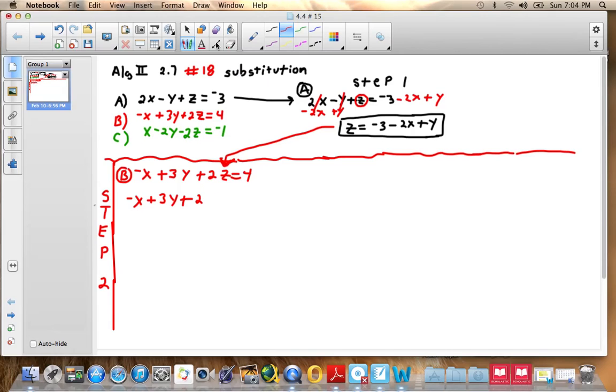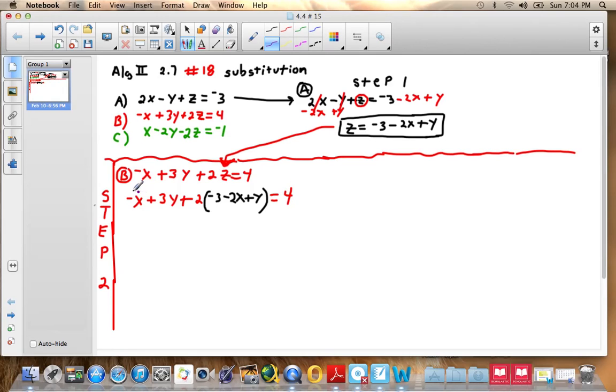And for z, I've got to plug in the value, right? So the value of z is this whole thing. It's not just one number like we sometimes would think. That whole thing is the value of z. So -3 minus 2x plus y. This is all the value of z. Okay? So all of this is z. And then I still have to put equals 4. Okay.